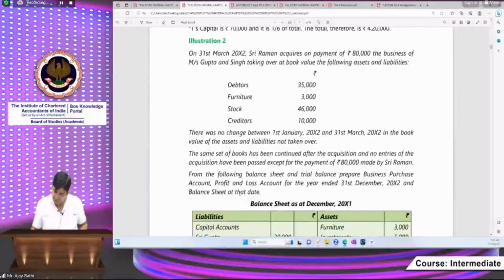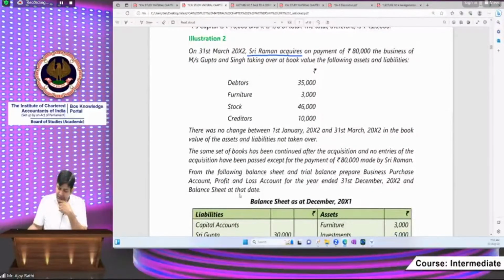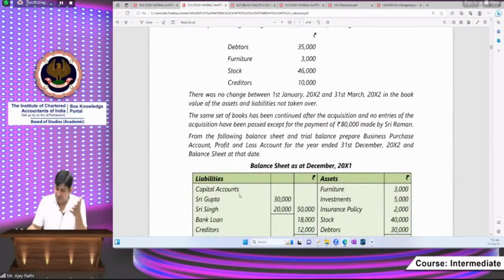This one. I told you, beta, this must be done after sale to a company, because in this question you will find that one of the partners is acquiring the business. That's the reason they are preparing the business purchase account. Beta, I told you this must be solved after today's session. Sale to a company is where the business is being sold to a company. Here the business is being sold to a single partner.